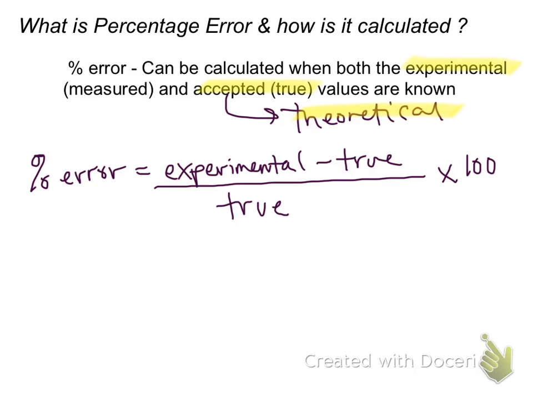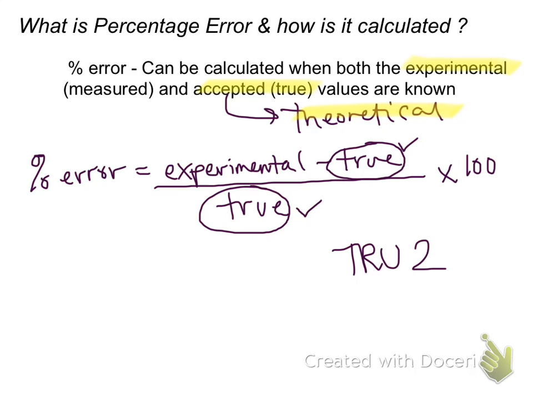And to remember this, you have the true 2 times. True 2. It is the second value in your equation, and it shows up 2 times, both the top and the bottom. So true 2. True 2. Shows up second, shows up twice. So that is your percent error calculation.